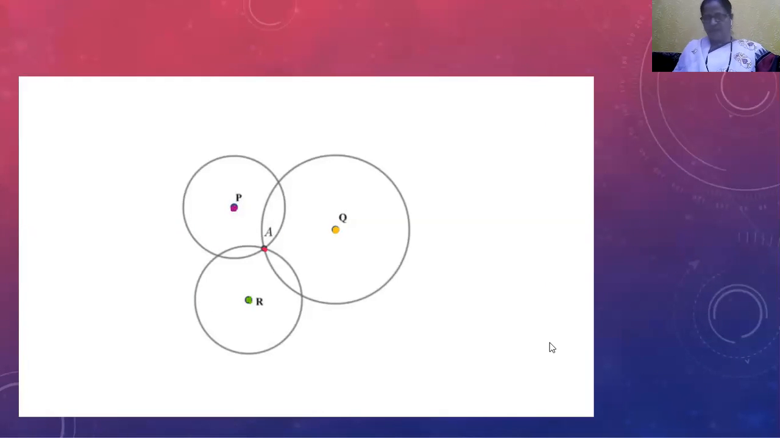here I have taken the same point but the radius is different. P is the center of this circle, Q is the center of this circle and R is the center of this circle. The radii of these three circles are changed in this figure. All three circles having different radii also pass through one point, that is point A. Means you can draw many circles from one point.